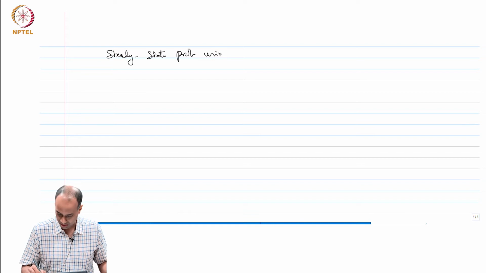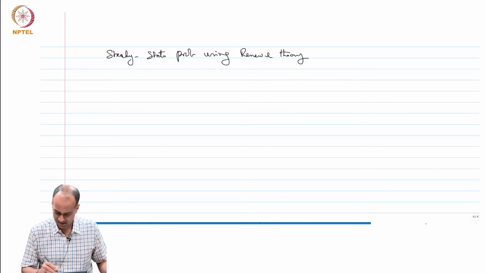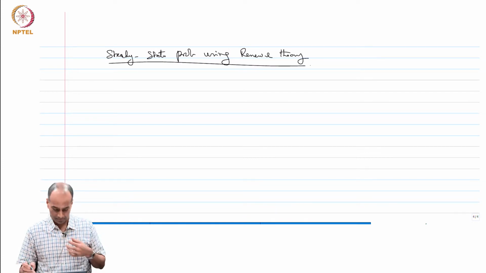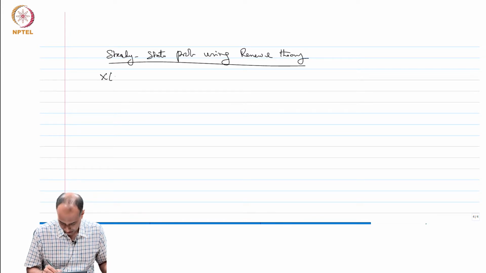probabilities using renewal theory, just like we did for DTMCs. This is one approach, there are other approaches as well. Okay, so I am going to denote, let us say, I am going to keep x0 equal to i throughout.